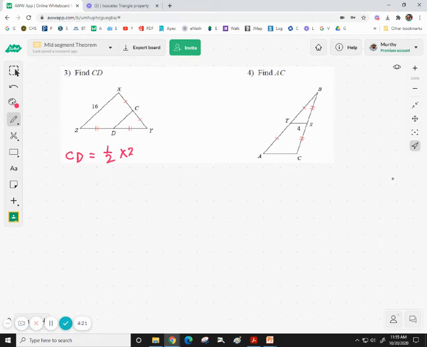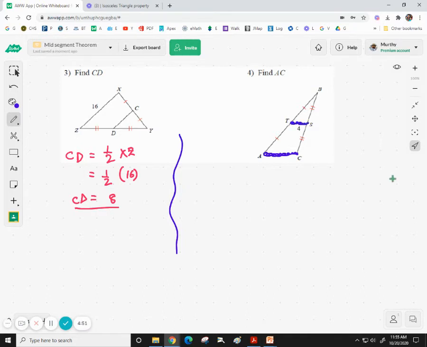Therefore, let me plug in the values. The value of XZ is 16, so half of 16 gives me 8 units. So the length of CD equals 8. Now, sometimes the question looks simple, but it may be tricky. And find AC. Friends, look at this one here, AC and TS, these two.